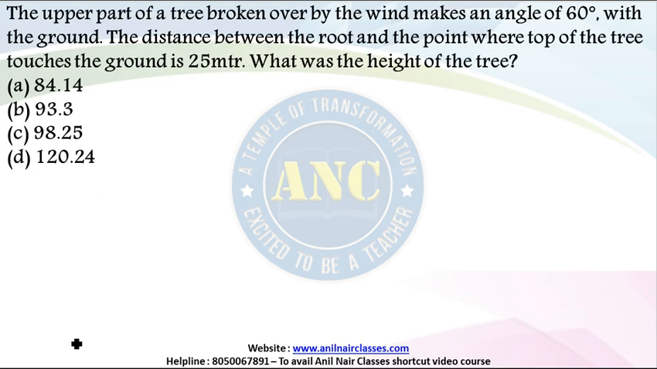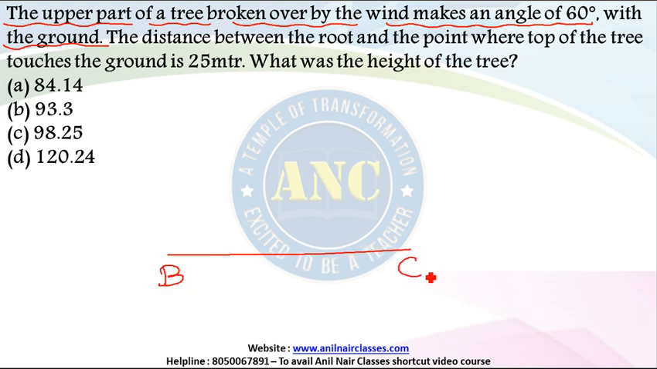See the next question, sir. Please see the next question. The upper part of a tree broken over by the wind makes an angle of 60 degrees with the ground. That means there is a ground. That ground is BC, for example.